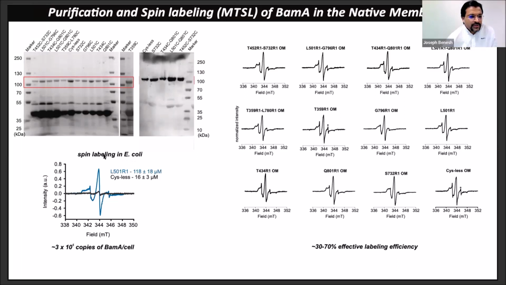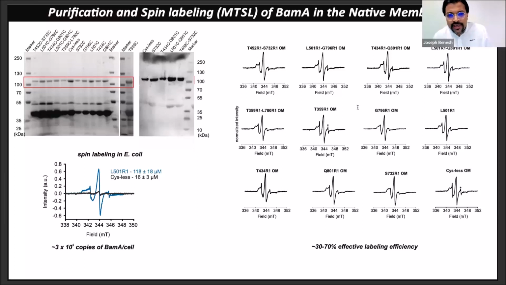Yeah. So here we performed spin labeling in the intact E. coli cells at position 501 on the loop 3. And you can see the background labeling for the cis-less variant here. And from the spin concentration that we obtained here, and from the number of cells in the sample, we estimated that we have about 300,000 copies of BamA per cell expressed.